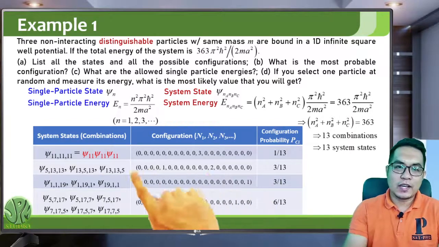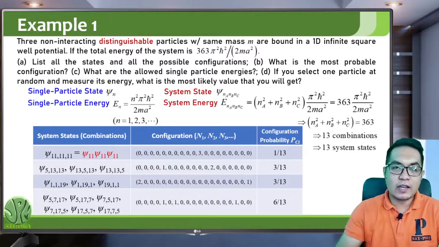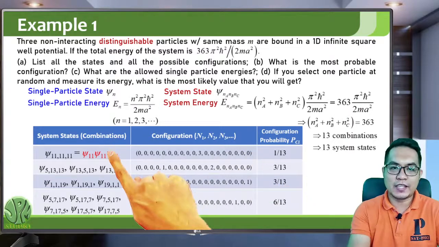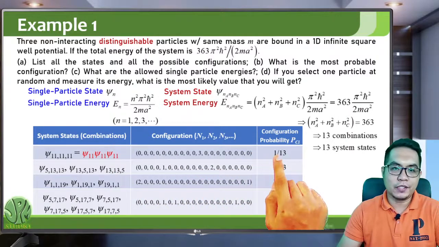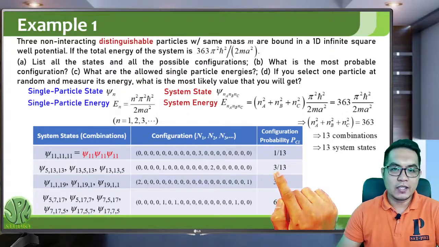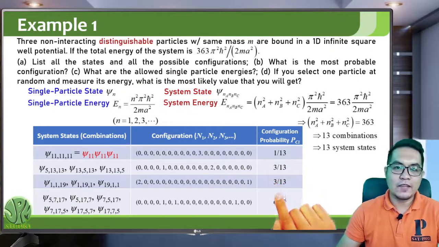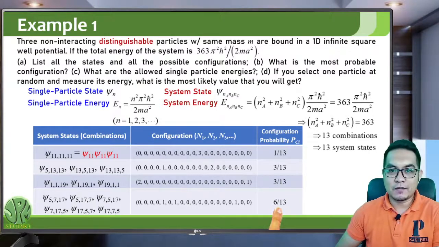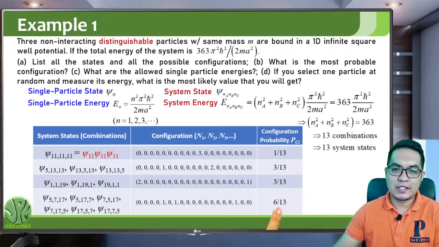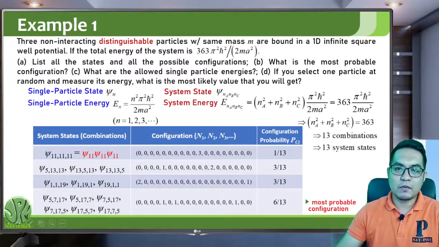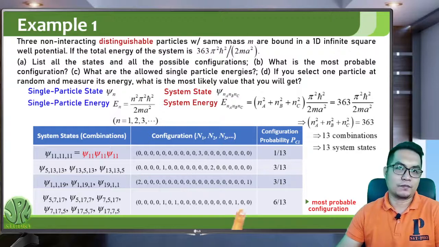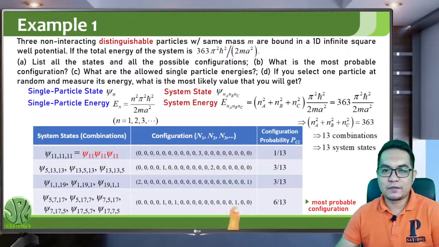So it's just the number of states in that configuration over the total number of states. So in this configuration, for example, there's only one state out of 13, so 1 out of 13. So for this state, you have 3 states out of 13, 3 states out of 13, and this is actually the most probable configuration because it has 6 possible states. So this state will now be the answer to letter B. What is the most probable configuration? So this is the most probable configuration. So you answer this one.